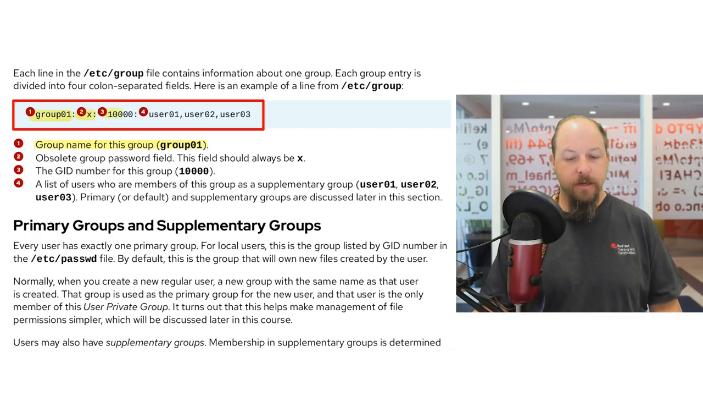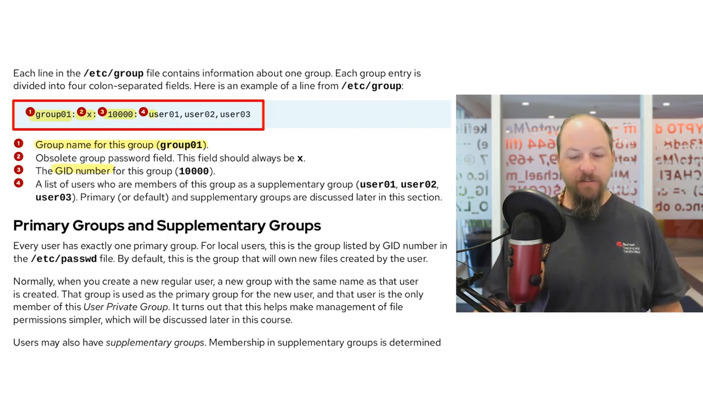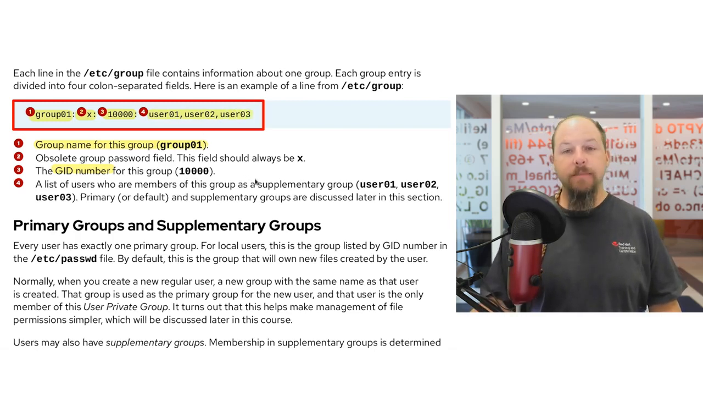The next field is the group identification number, or GID, here shown as 10,000. The GID number, remember, is how the operating system actually keeps track of groups, group membership, and group permissions. Lastly, field 4 lists all the users who've been added to this group. This is members who've added this group as a supplementary group.